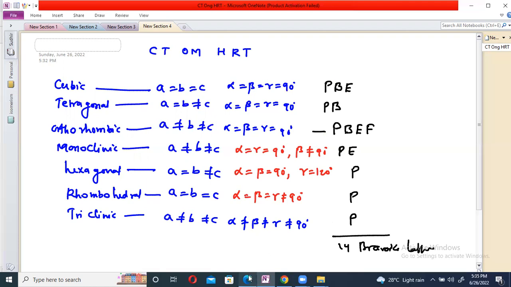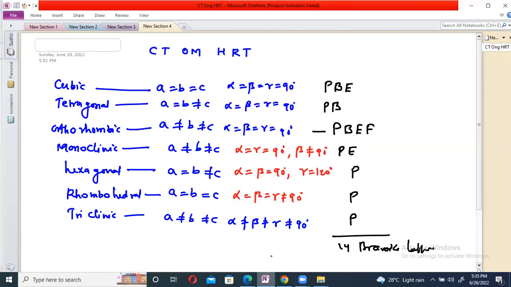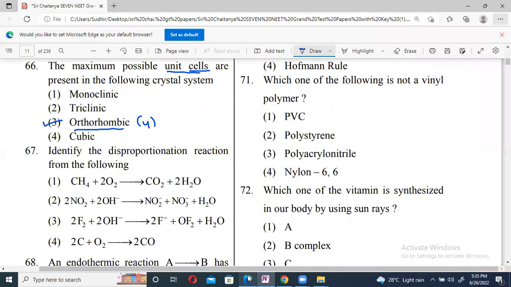So in this question, what they ask, once you check it better: the maximum possible unit cells are present in which following crystal system? Orthorhombic is having how many? Four. See, orthorhombic is having four. Then the first two will have 2, 3 and 2. Monoclinic will have 2, the remaining 3 will have 1 and 1.